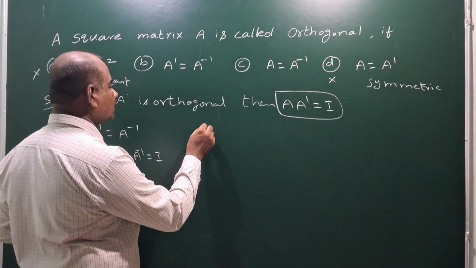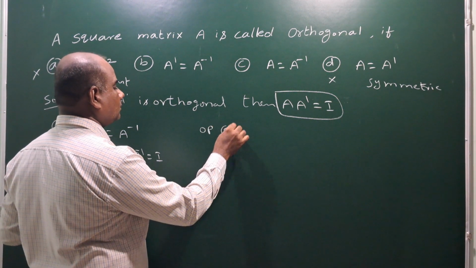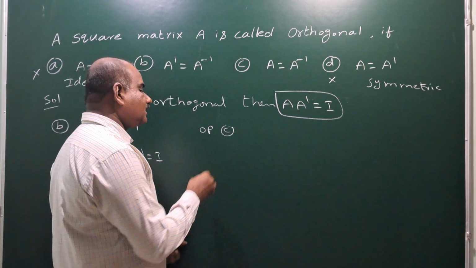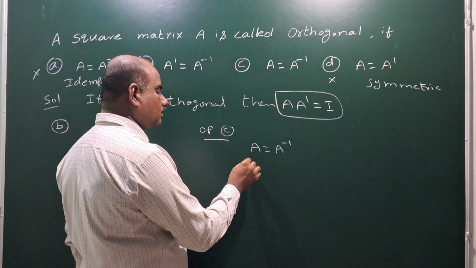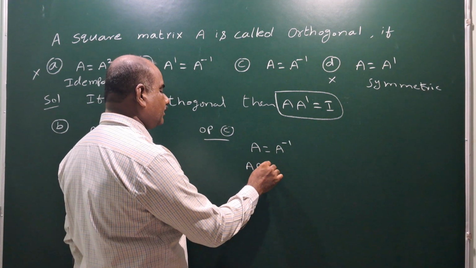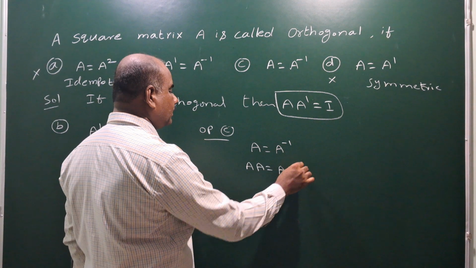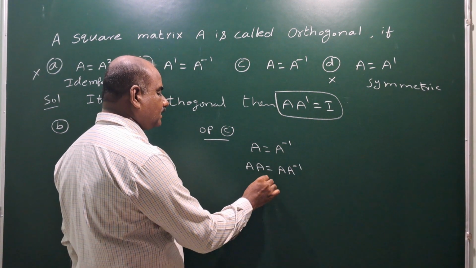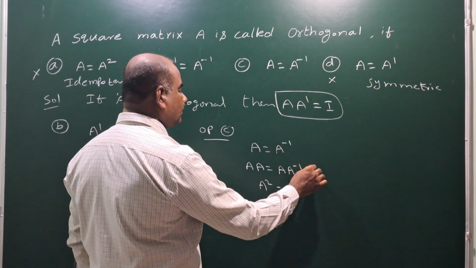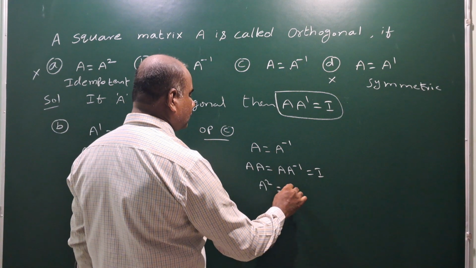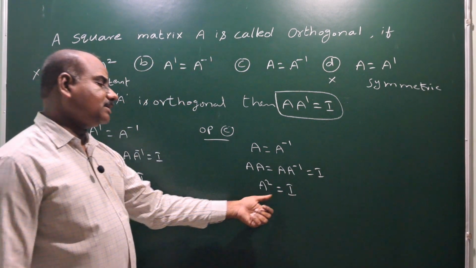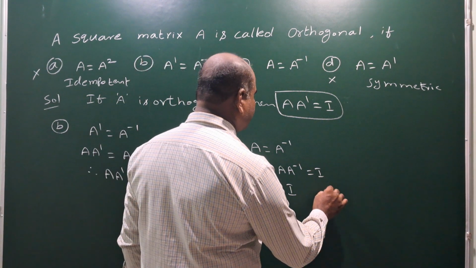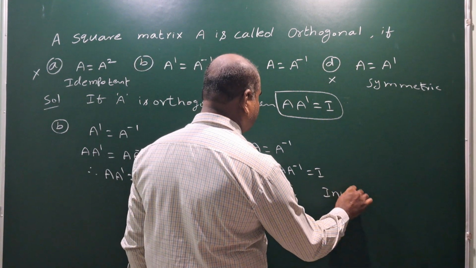So what about option C? A is equal to A inverse is given. Here also we have to multiply with A. A into A is equal to A into A inverse. A into A means A square we get. A into A inverse means identity matrix. So we get A square is equal to I here. So in this case, if A square is equal to I, A is said to be involutory.